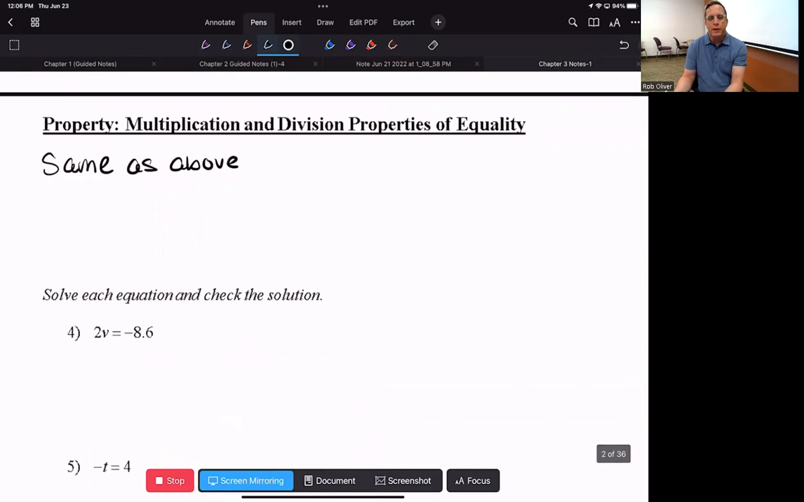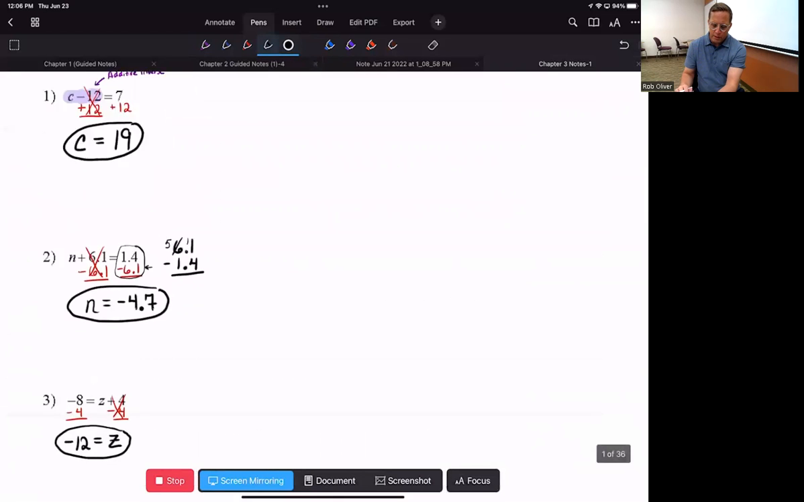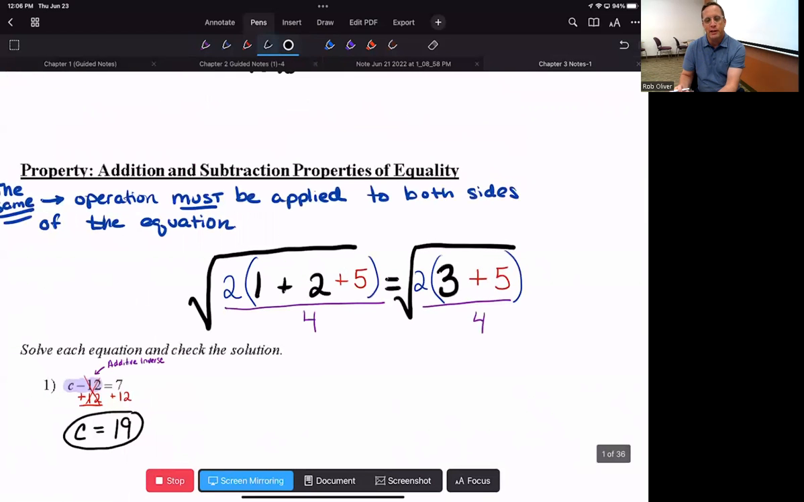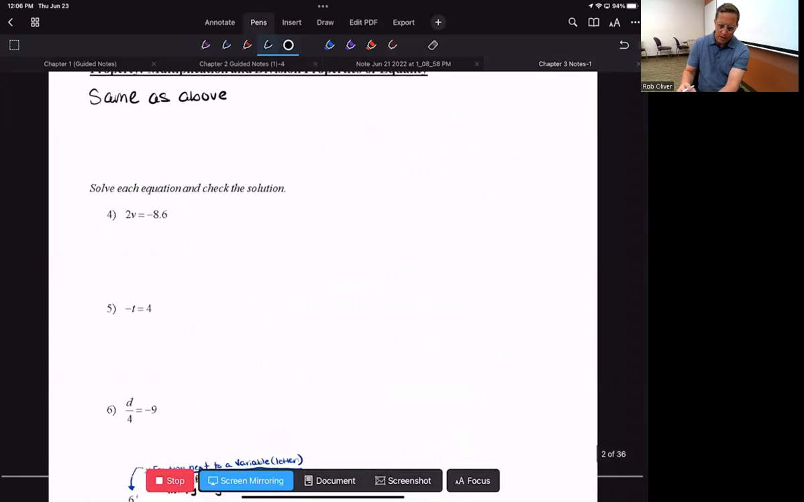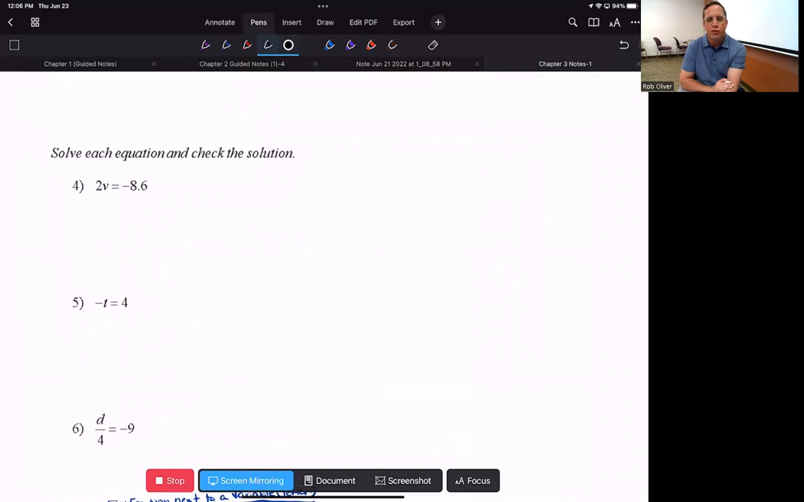All right, now the property of multiplication and division of equality is basically the same as above. Whatever you do to one side, you do the other. But with addition and subtraction, a lot of times we're changing signs. With multiplication, you don't want to change the signs. So you want to remember, it's called inverse operations. Inverse operations means you want to do the opposite operation. So if it's showing multiplication, the opposite of multiplication is division, and the opposite of division is multiplication.